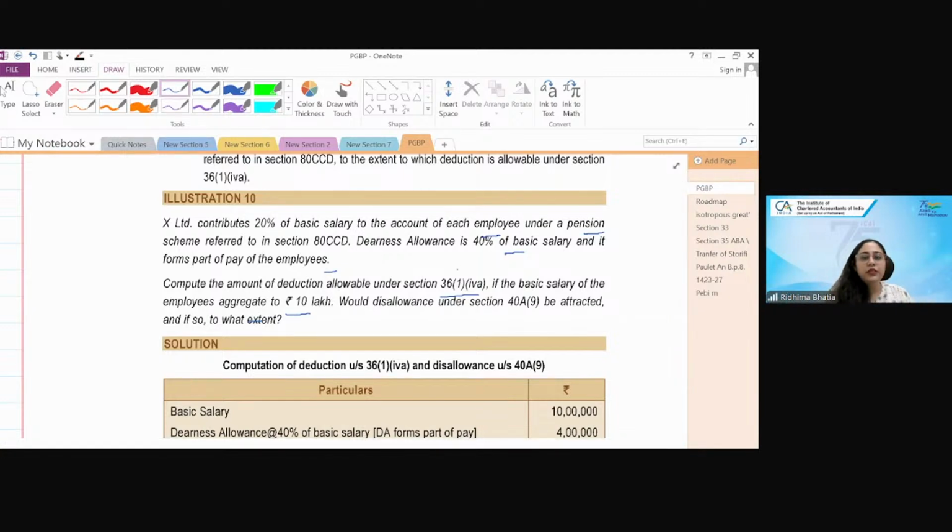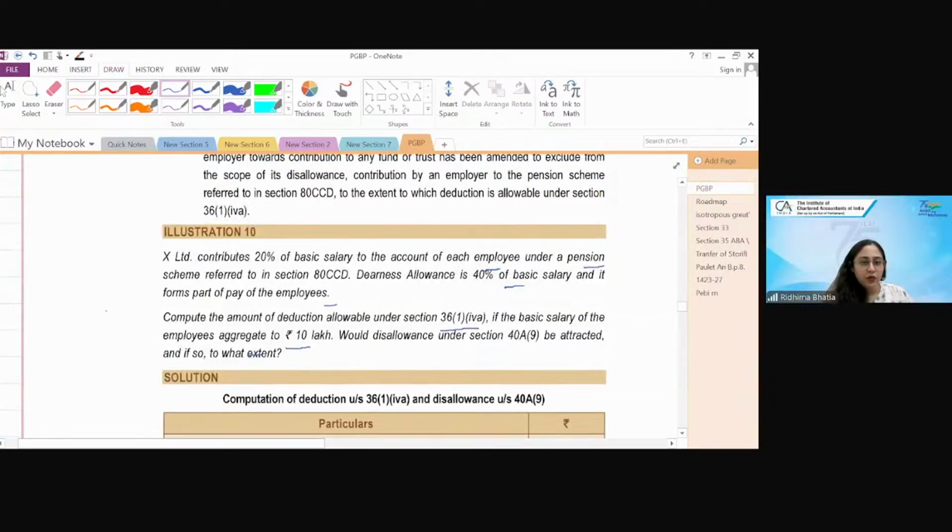Let's understand. We'll not see the answer. Simply first we'll calculate what is the salary we have to take. Salary is 10 lakhs. Okay. And 40% is the DNS allowance, which is 4 lakhs. Nothing else is written, and it forms part of the pay of the employee. So plus 4 lakhs, 14 lakhs. 14 lakhs ka technically how much? 14%. 14 lakhs of 14% comes to 1,96,000. Okay.